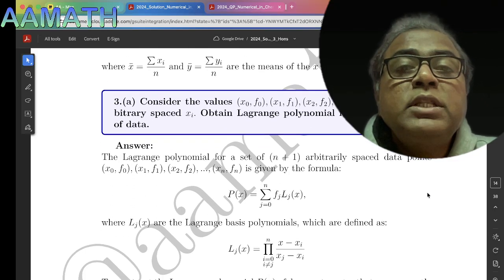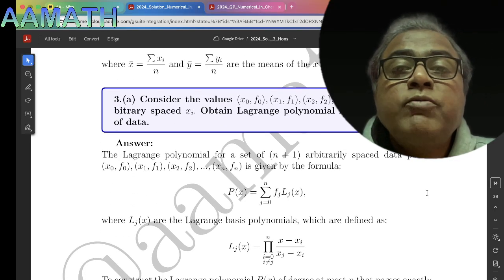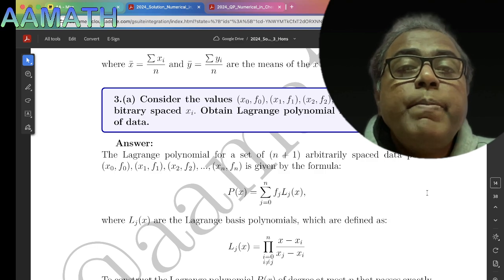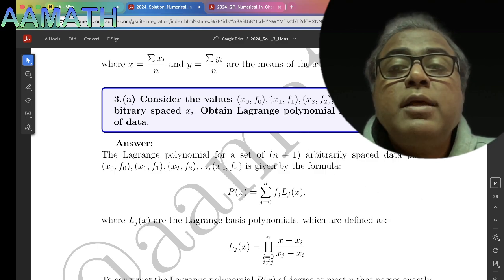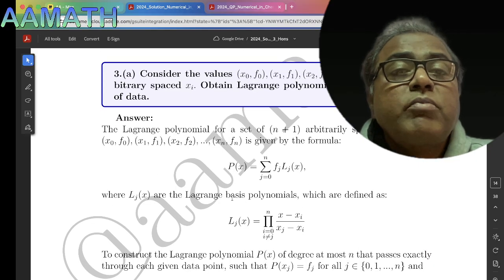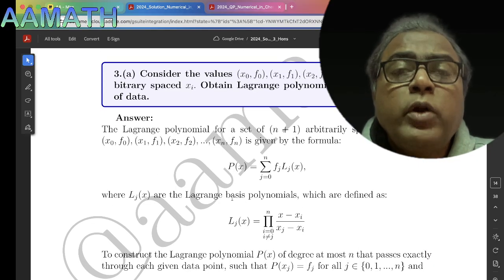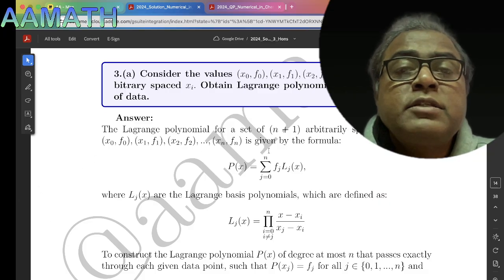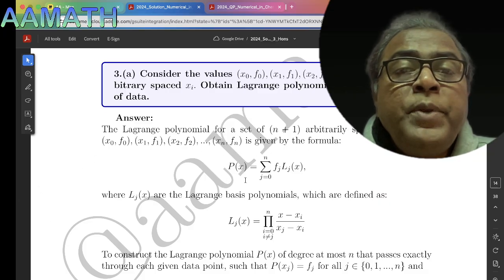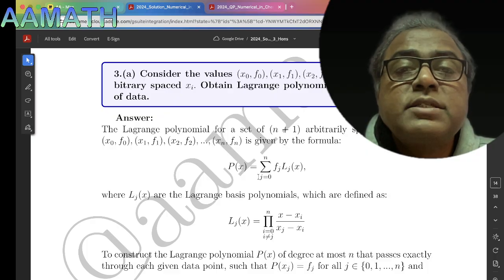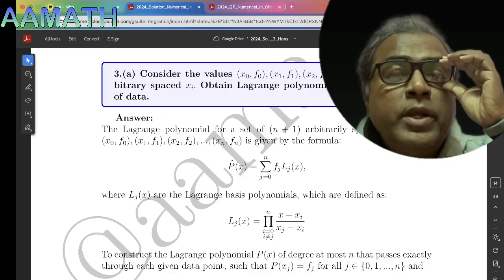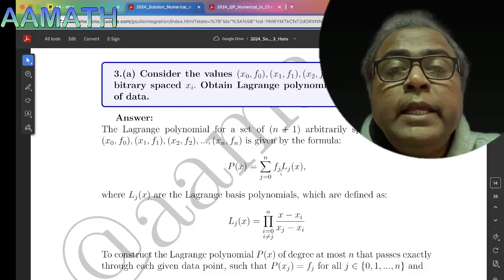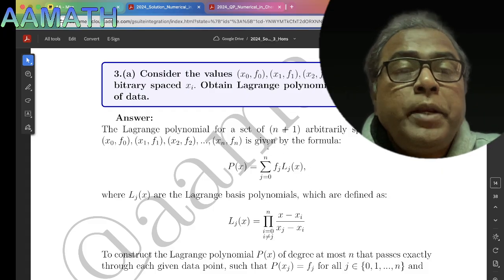Question 3a. Consider the values x0, f0, x1, f1, x2, f2, and so on with arbitrarily spaced xi. Obtain Lagrange's polynomial for the above set of data. The Lagrange's polynomial for a set of n plus 1 arbitrarily spaced data points is given by the formula Px, which is approximately Lagrange's polynomial. This is equal to summation fj Lj, j runs from 0 to n.